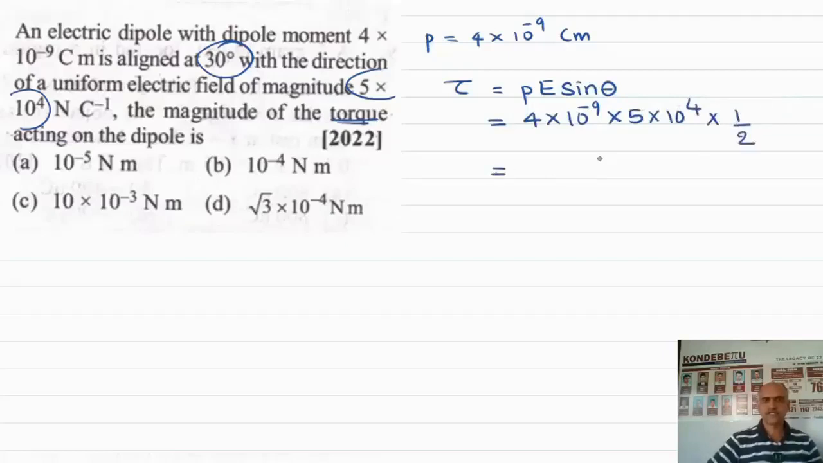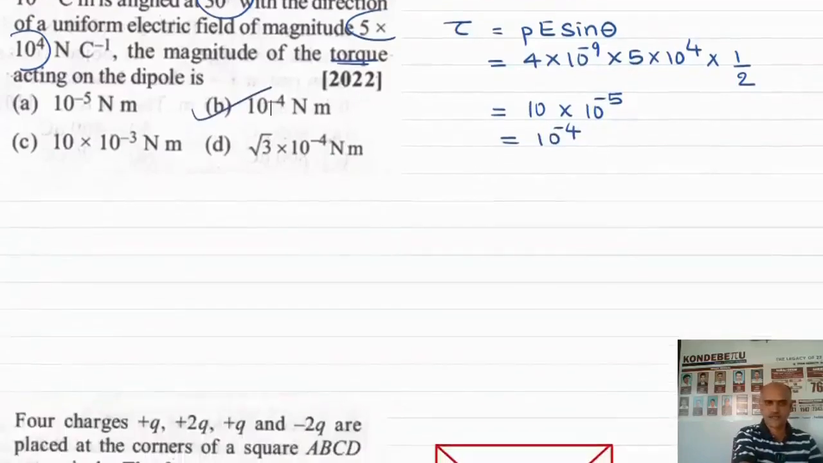Sin 30 is 1 by 2. So if you simplify, 5 fours are 20, 20 by 2 is 10. If you simplify the power, you will have 10 raised to minus 5. So finally the answer will be 10 raised to minus 4. So option B is the answer.